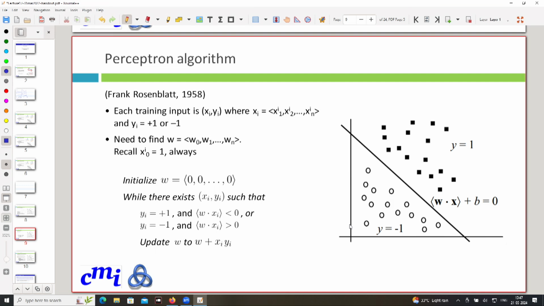So yi is a number. This number is being multiplied with the coordinates of this vector xi, and that is being added to w. The point is that the classifier is right now misclassifying this point. So only when it is misclassifying the point do you do this. Otherwise you don't do anything. If it is correctly classifying the point, you move on to the next point essentially.